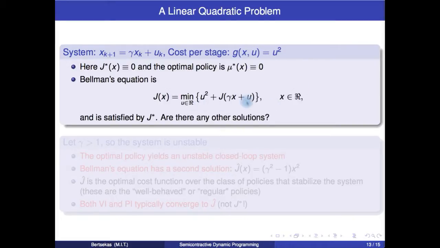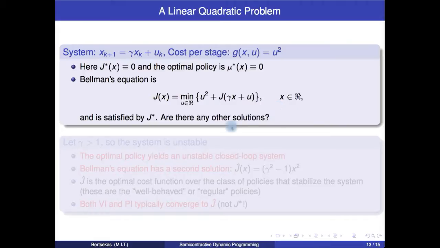Bellman's equation takes this form. It involves the sum of the first stage cost plus the cost to go starting from the next state. And it is satisfied by J star. One may also ask here whether there are any other solutions of Bellman's equation. It turns out that this is an interesting question that has been investigated in the literature of linear quadratic problems, which is quite voluminous since linear quadratic problems is one of the most important classes of control problems, perhaps the most important, and it has been investigated extensively.